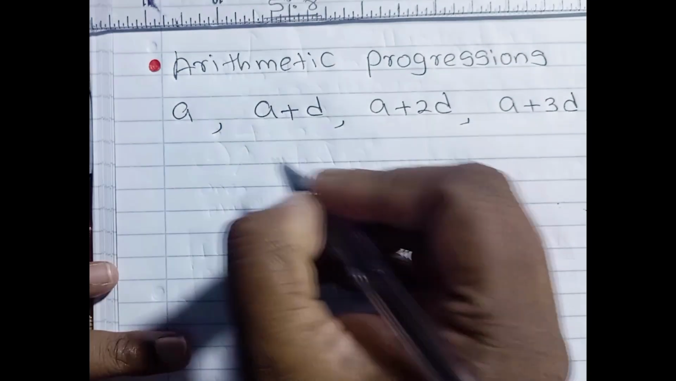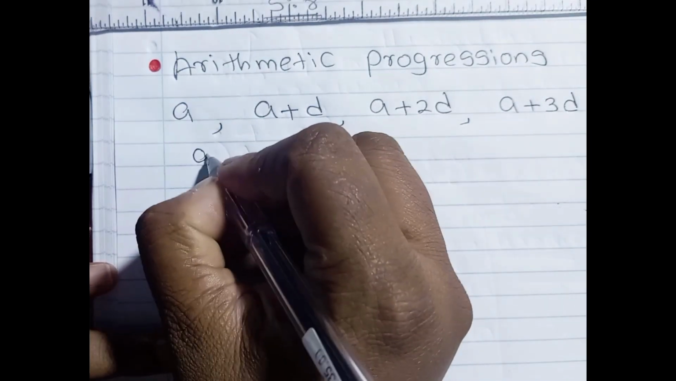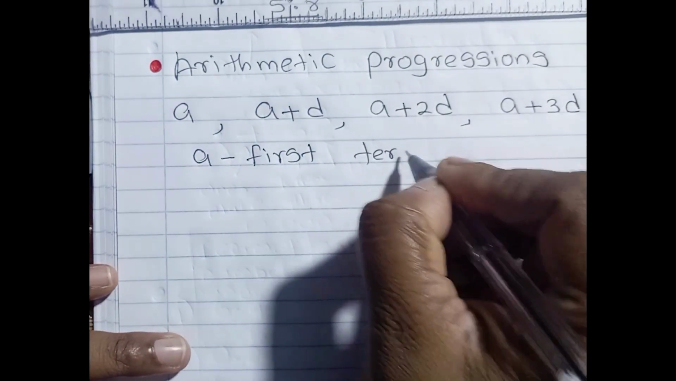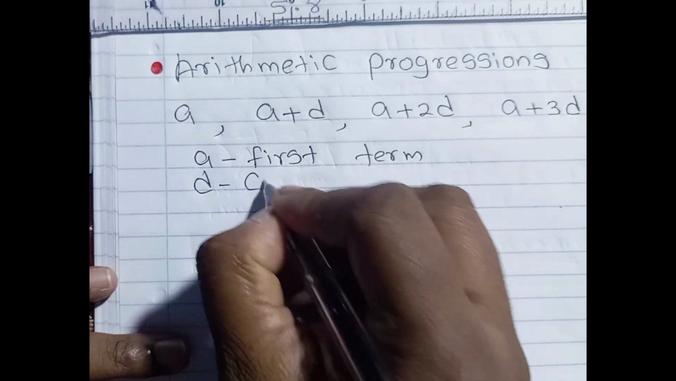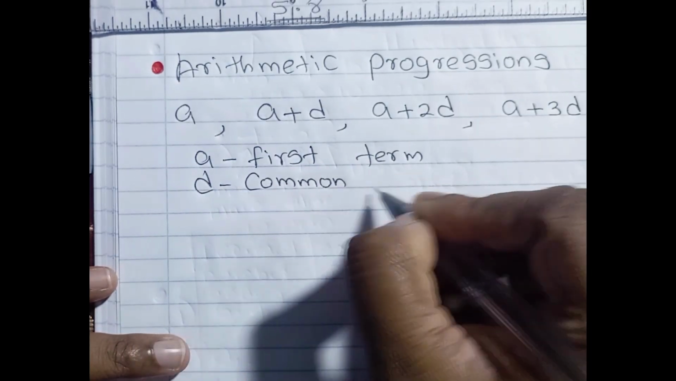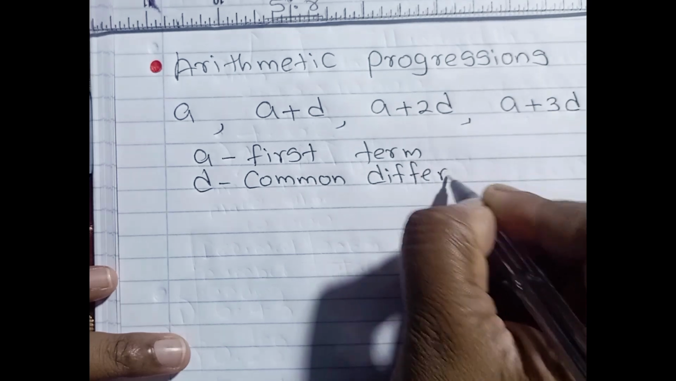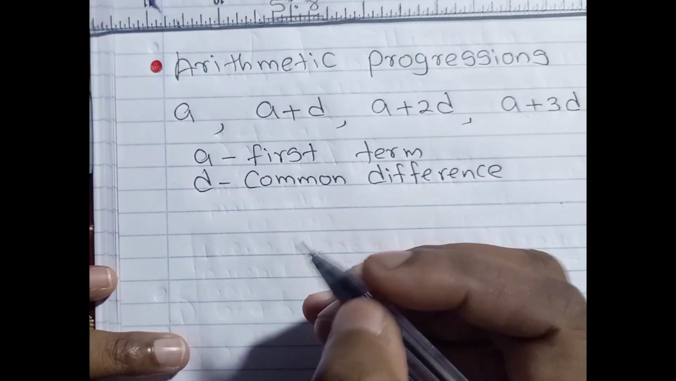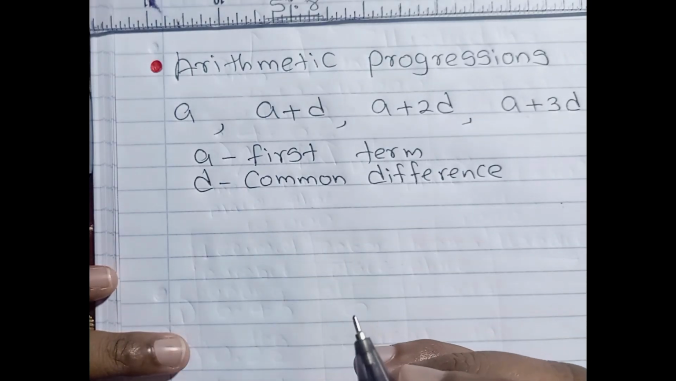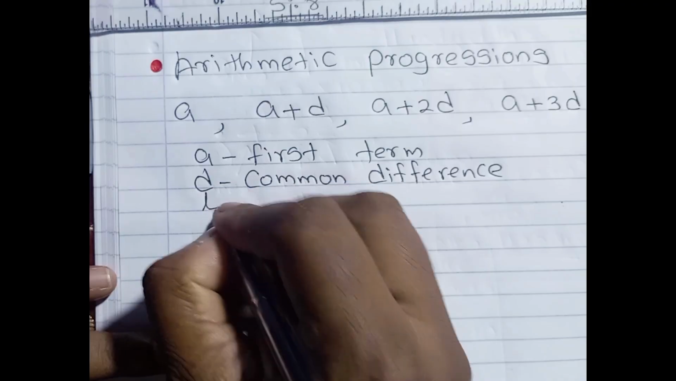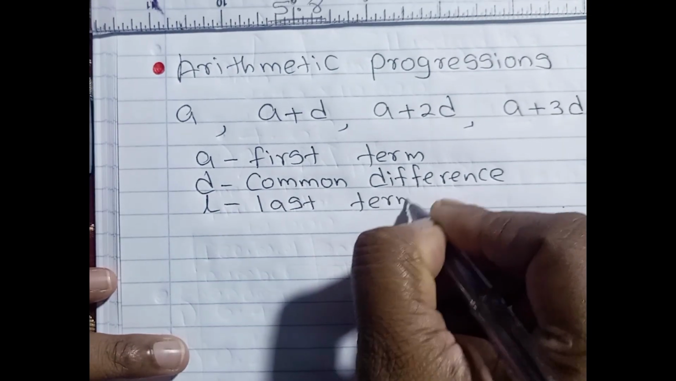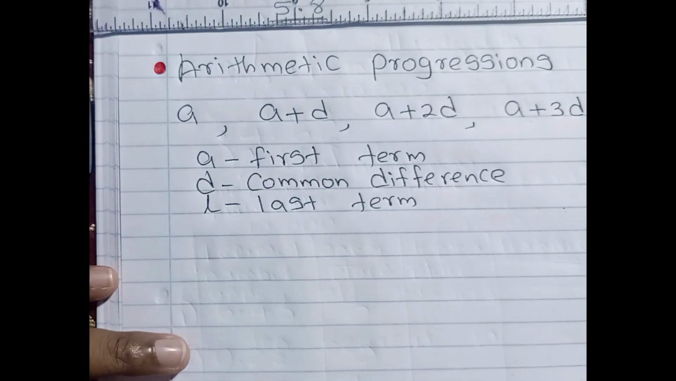In here you have to keep in mind that a is the first term, and d is the common difference. Also you have to specially keep in mind some letters to rename the terms. L, you also have to keep in mind, that is the last term. L means last term.